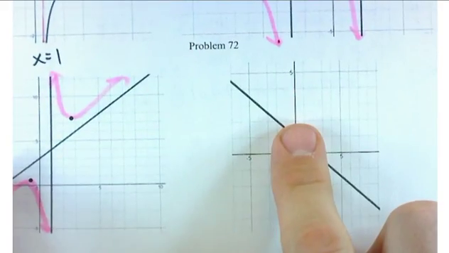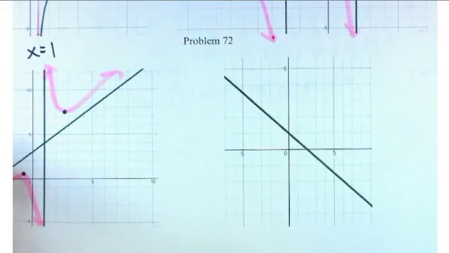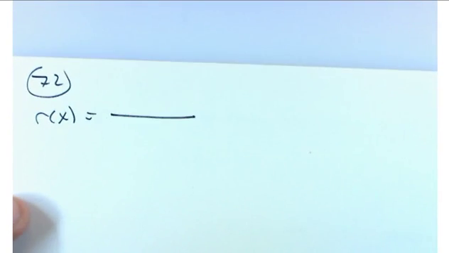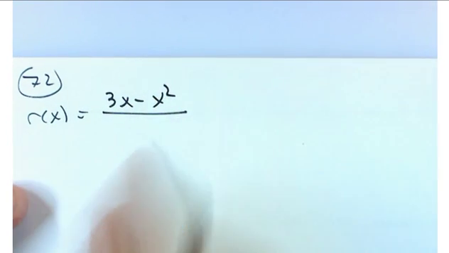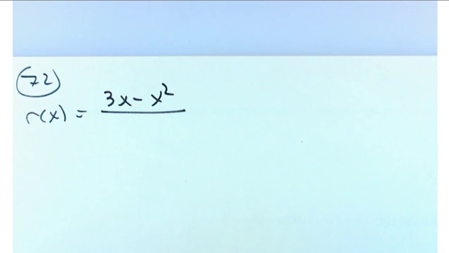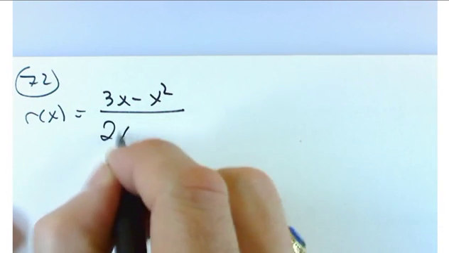Well, any predictions as to what problem we want to do last? 72? All right, let's do 72, especially since it's already somewhat done for us. So for problem 72, we've got r of x is 3x minus x squared divided by 2x minus 2.